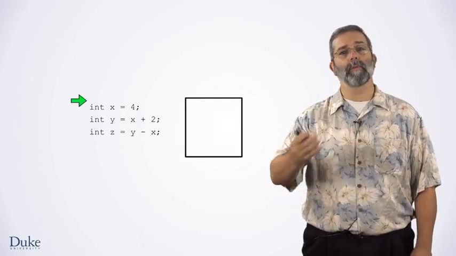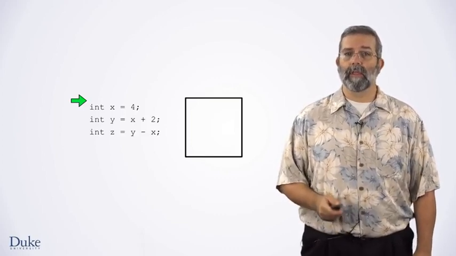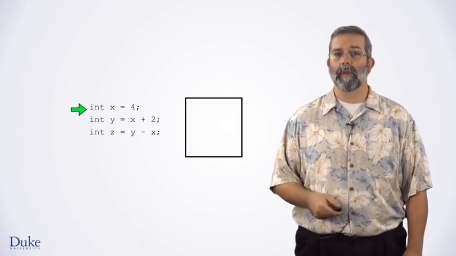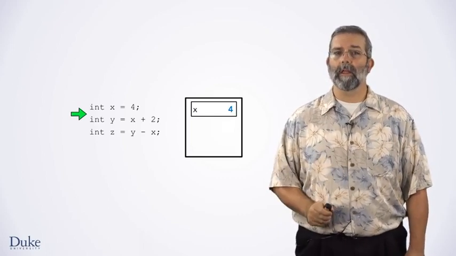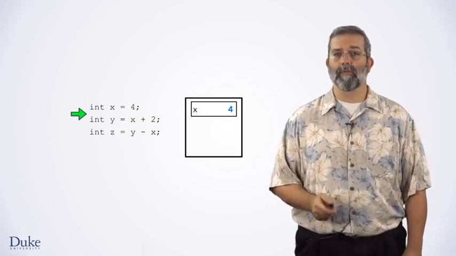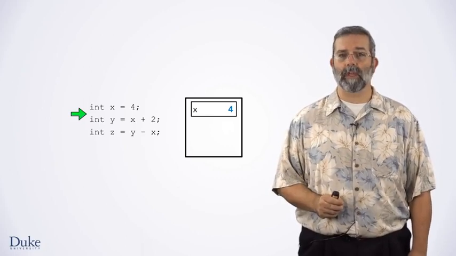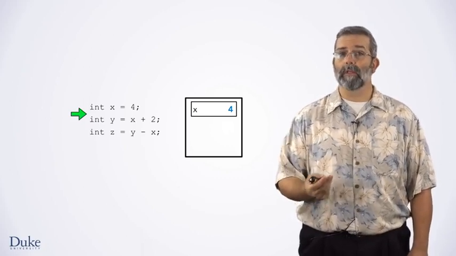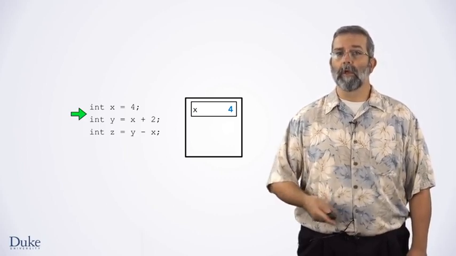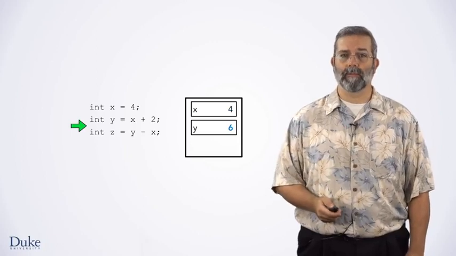Of course, variables are only useful if you make use of the value that they have. Here, the first code declares x and initializes it to 4. Next, y is declared and initialized to x plus 2. To perform this statement, we must evaluate the expression on the right-hand side of the equal sign. x is 4, so x plus 2 is 4 plus 2, or 6. We show this by creating a box for y and putting 6 into it.